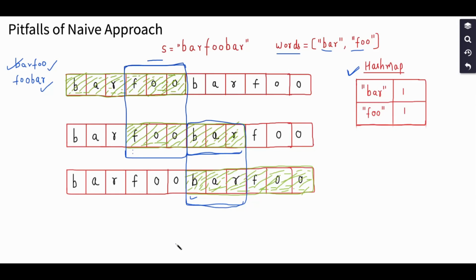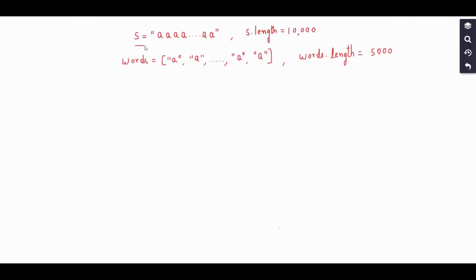Why is it a problem? Let's see. Maybe it is easy to overlook for this particular example, but let's take an example like this. This is a string S. It contains 10,000 characters and all the characters are the same, that is A. And the words array contains strings which contain only the character A, and the length of the word may go up to 5,000. Let's apply the naive approach for this particular input test case.